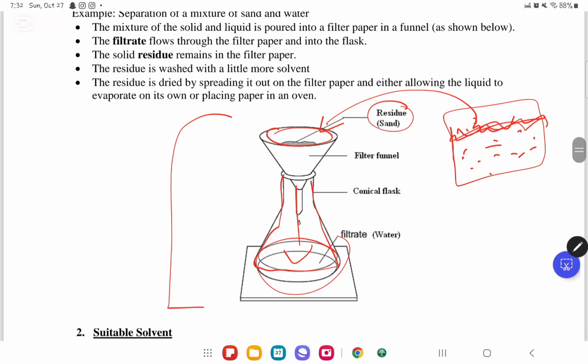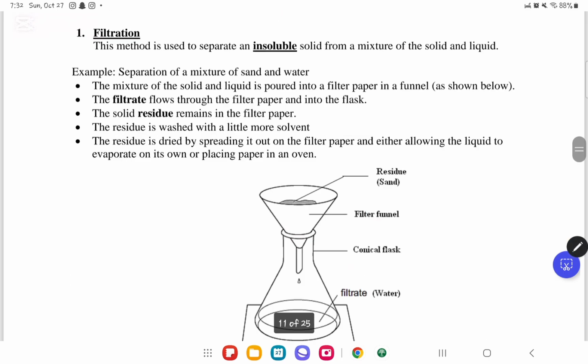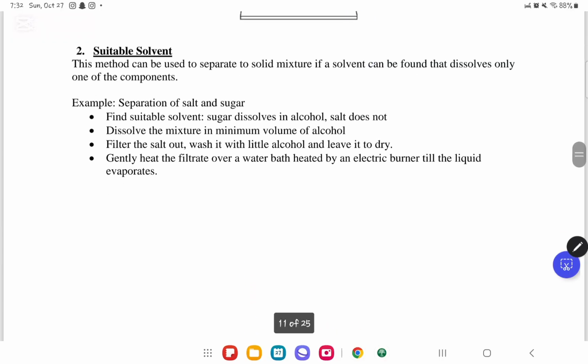Then they told us that the residue is washed with a little more solvent, and the residue is dried by spreading it out on the filter paper and either allowing the liquid to evaporate on its own or placing it in an oven. So that was for filtration. Now we move on to suitable solvent. This method can be used to separate a solid mixture if a solvent can be found that dissolves only one of the components.